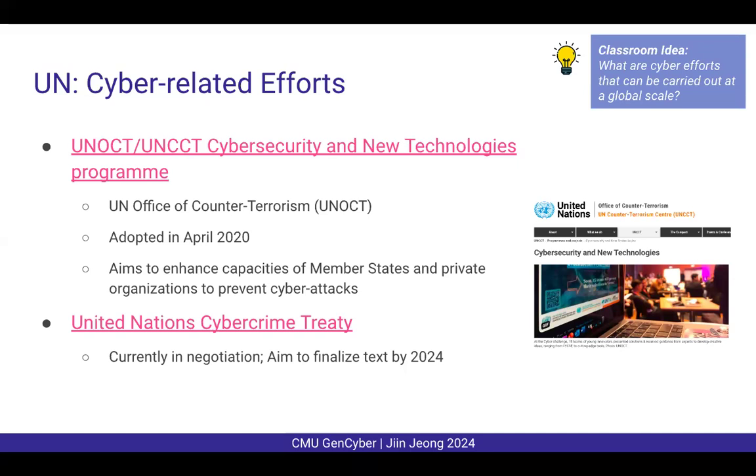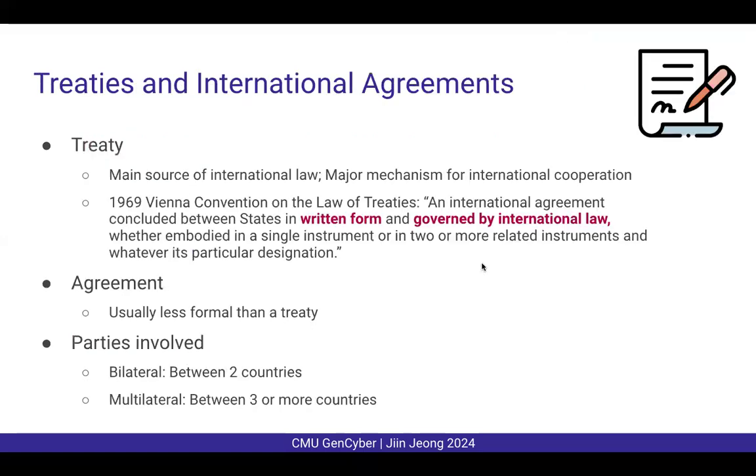There's also the United Nations Cybercrime Treaty that is currently in negotiation, and they aim to finalize the text by 2024. So one interesting thing to discuss in your classrooms is what cyber efforts can be carried out on a global scale. What are the different efforts that you think need to be cooperated on and agreed upon internationally when it comes to cyberspace?